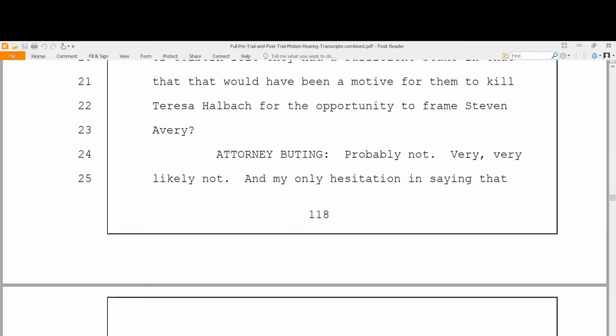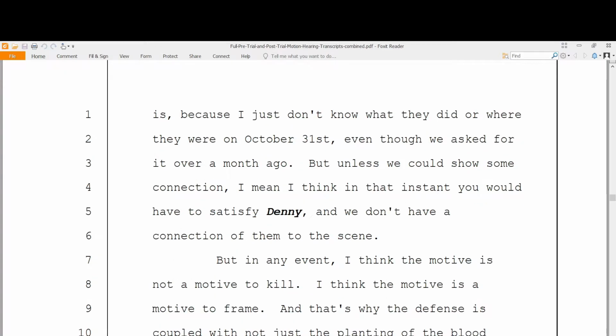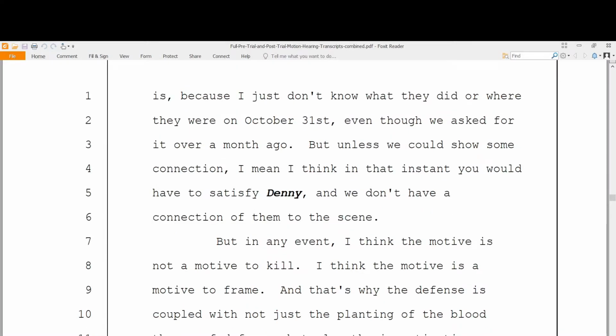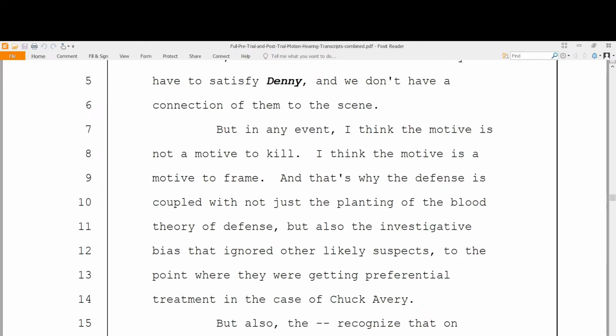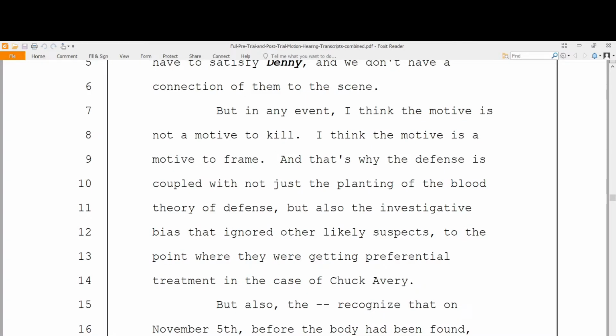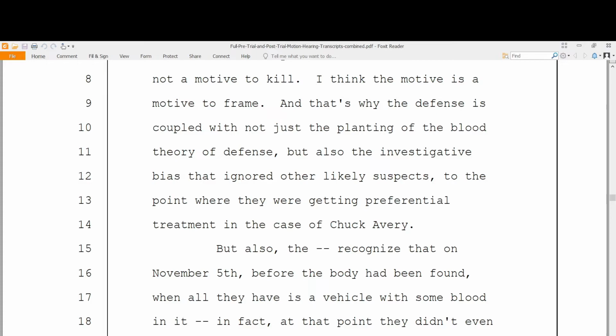Attorney Buting: Probably not. Very, very likely not. My only hesitation in saying that is because I just don't know what they did or where they were on October 31st, even though we asked for it over a month ago. Unless we could show some connection to the scene, and we don't have a connection to them to the scene. But in any event, I think the motive is not a motive to kill. I think the motive is a motive to frame. And that's why the defense is coupled with not just planting of the blood theory, but also the investigative bias that ignored other likely suspects, to the point where we're getting preferential treatment in the case of Mr. Avery.